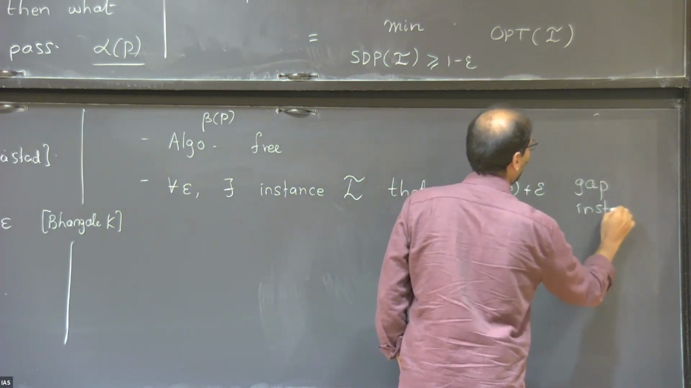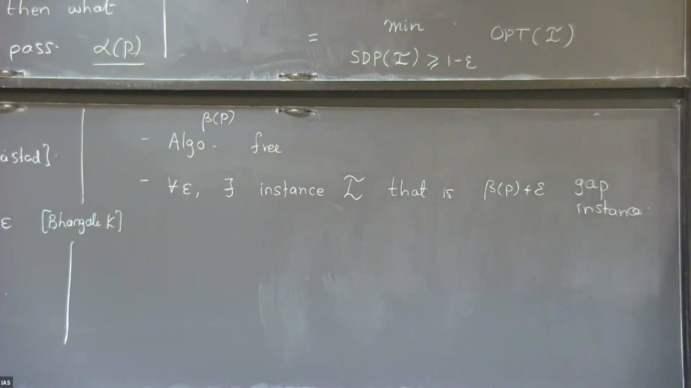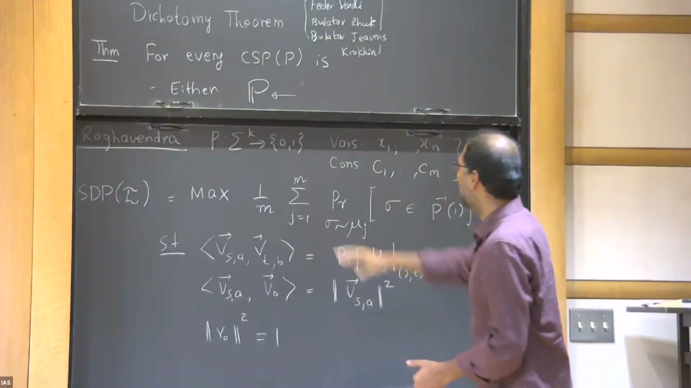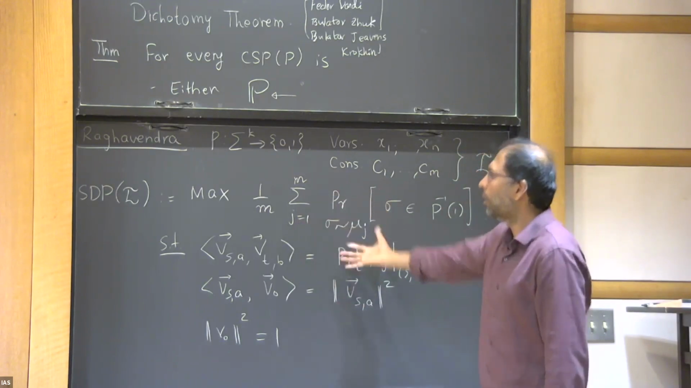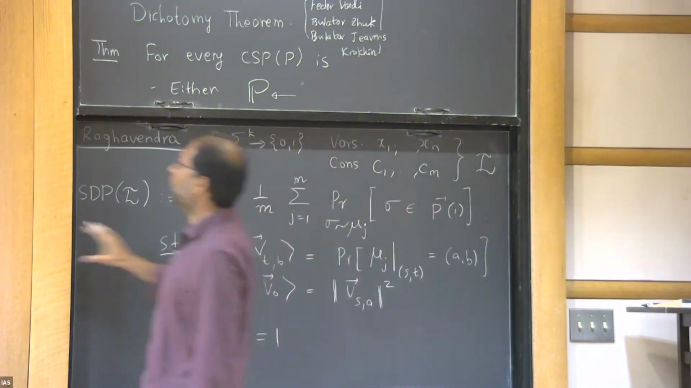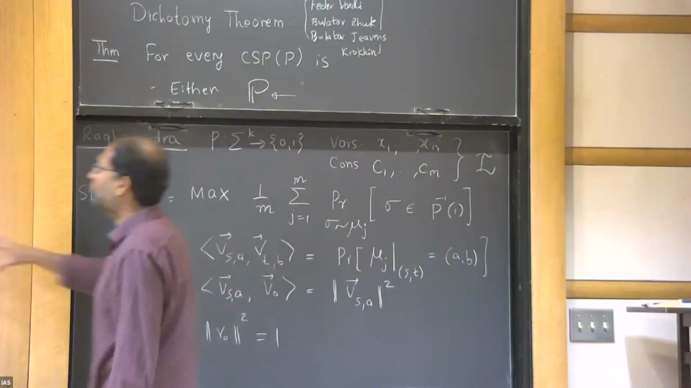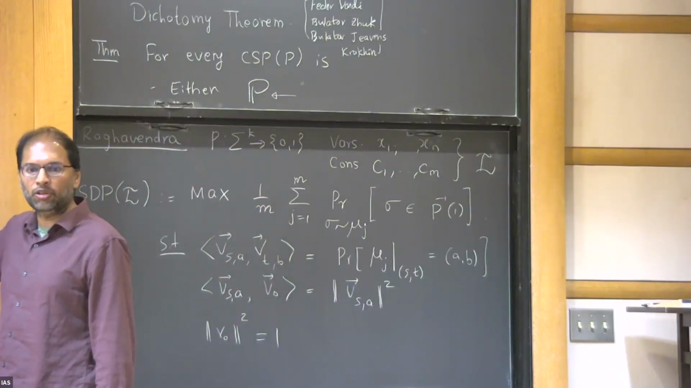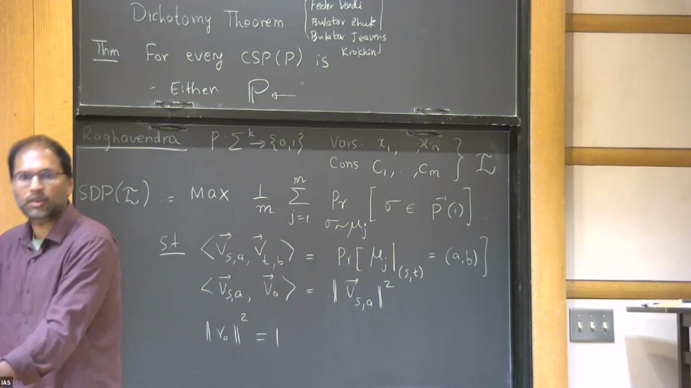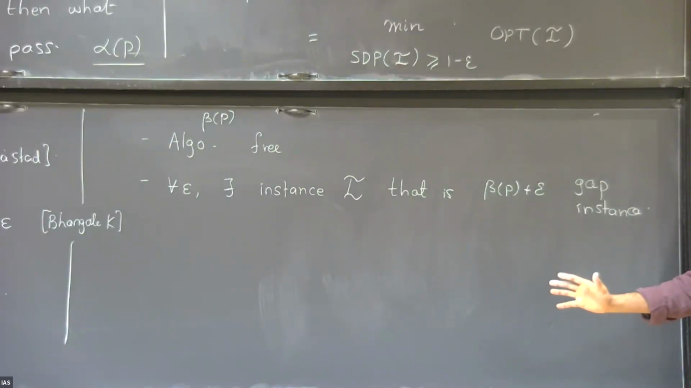Meaning it's a concrete instance of the CSP. It has variables, it has constraints, it has the SDP solution which is defined by vectors, such that the SDP solution amounts to having value at least 1 minus epsilon, but the instance itself is at most beta P plus epsilon satisfiable. Right? So it's a concrete instance. However large it might be, it might have 5,000 variables for all you know, but it's a concrete finite instance.